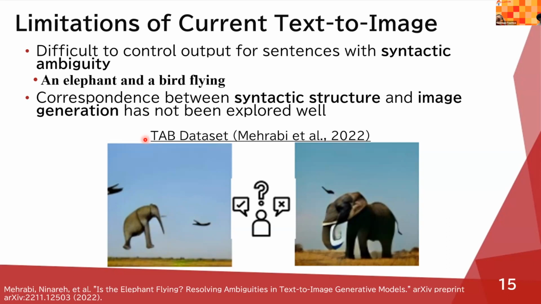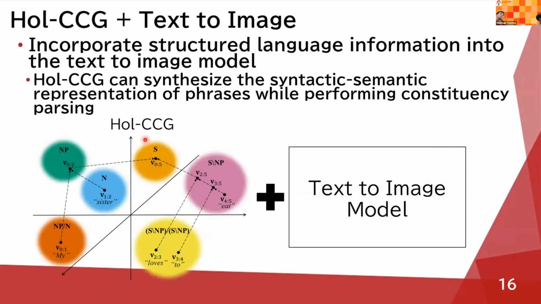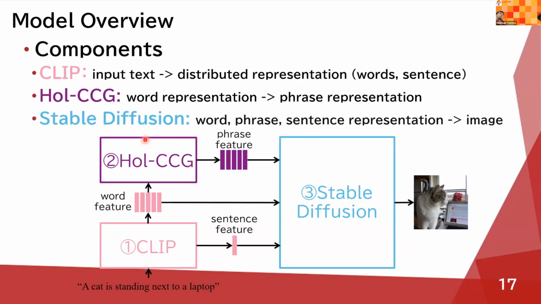And this is useful for other text-to-image generation models as an application, and it is also interesting from the perspective of the principle of compositionality. And for this target, now I'm trying to integrate holographic CCG into a text-to-image model by incorporating the distributed representation generated by HoloCCG into a text-to-image model. And this is the model.